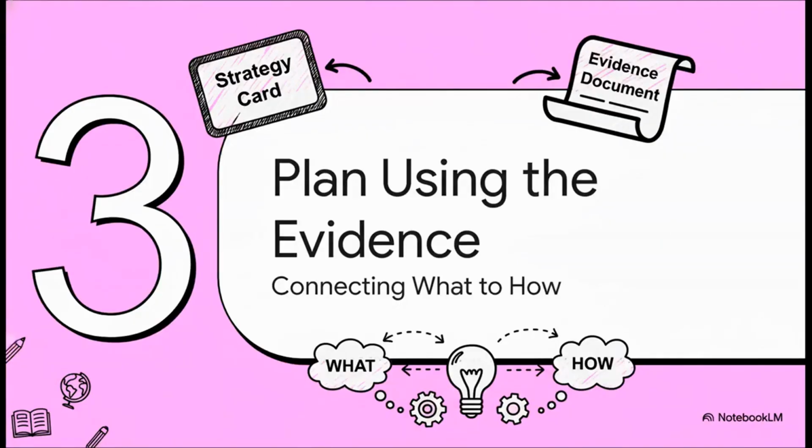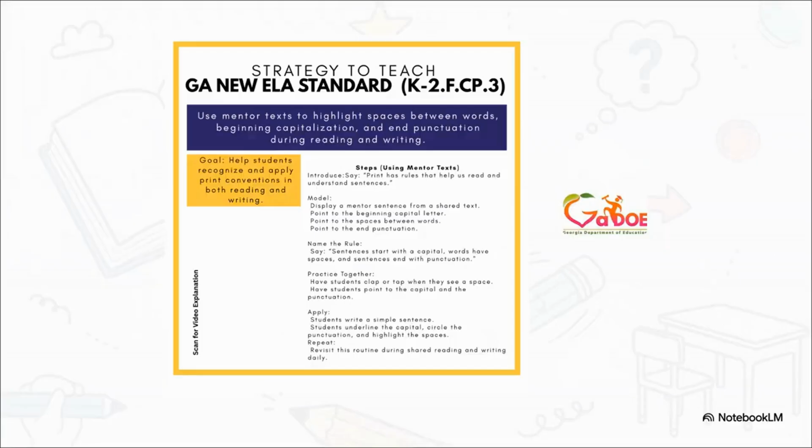The state has given us two fantastic documents that make this super easy, the strategy card and the evidence document. Let's take a look at how these two work together perfectly. Think of these two documents as your complete planning toolkit. The strategy card on the left, that's your how. It gives you the exact teaching routine. The evidence document on the right is your what. It defines what mastery is and tells you exactly how to assess it.